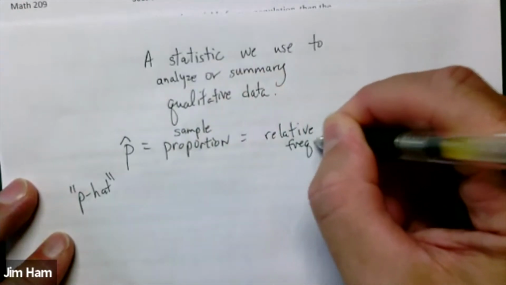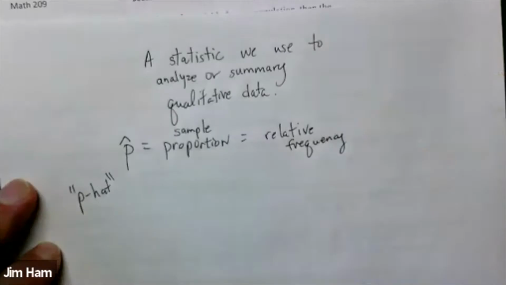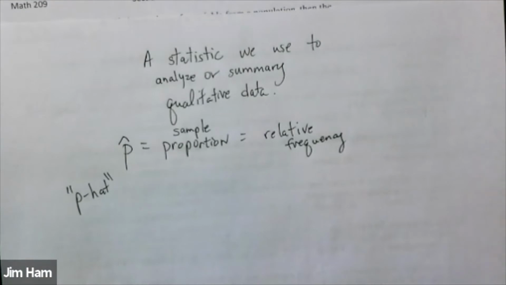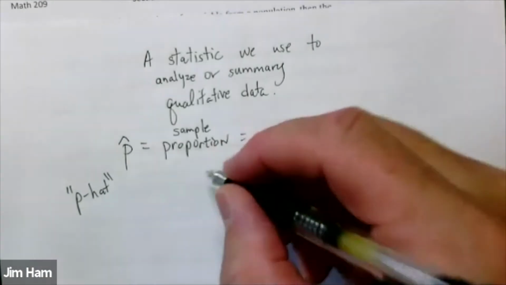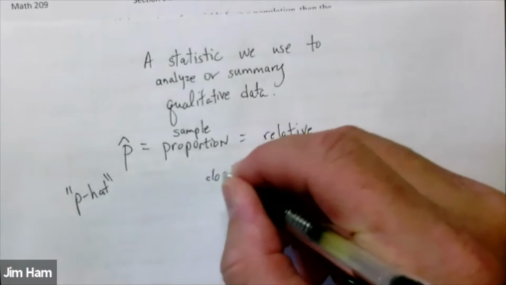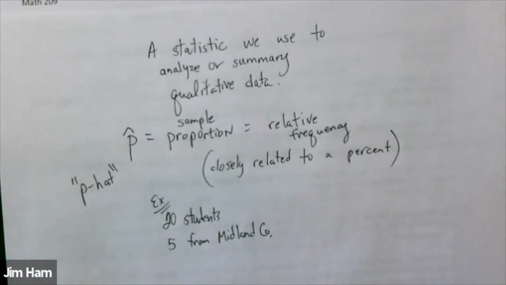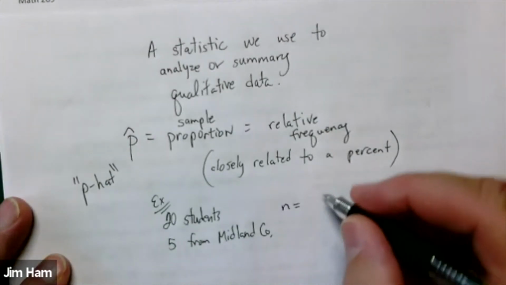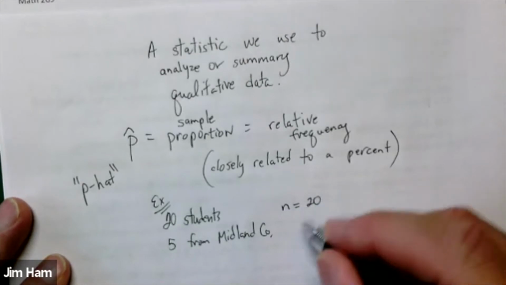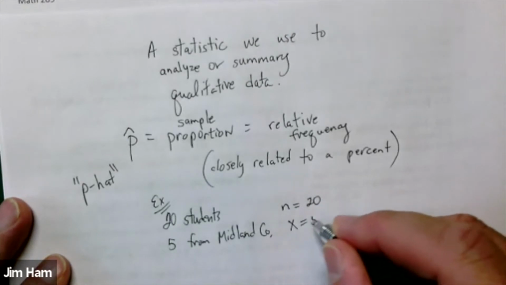So all of those relative frequencies that we've been calculating have all been proportions, except we haven't been using qualitative data, and closely related to a percent. As an example, if we have 20 students in a class and 5 of them are from Midland County, we would have n is equal to 20 and x is equal to 5.